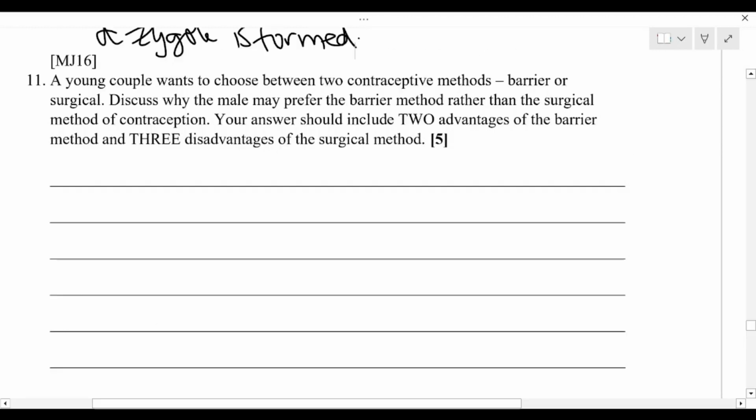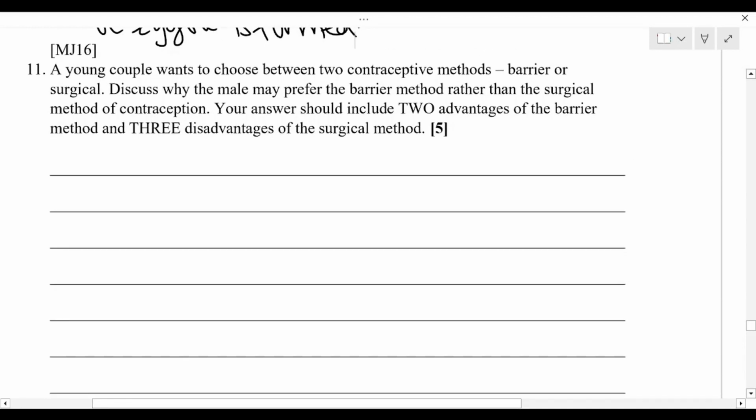Next question. A young couple wants to choose between two contraceptive methods, barrier or surgical. Discuss why the male may prefer the barrier method rather than the surgical method of contraception. Your answer should include 2 advantages of the barrier method and 3 disadvantages of the surgical method.